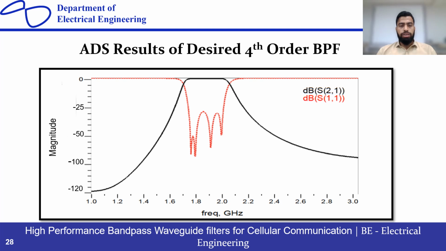So these are the desired results which I got from designing that circuit, where the center frequency is near 1.842 gigahertz. This black line represents the insertion losses, while this red line represents the reflection losses in this diagram.